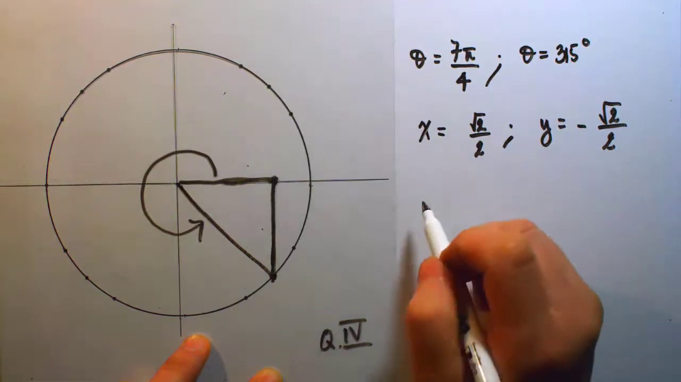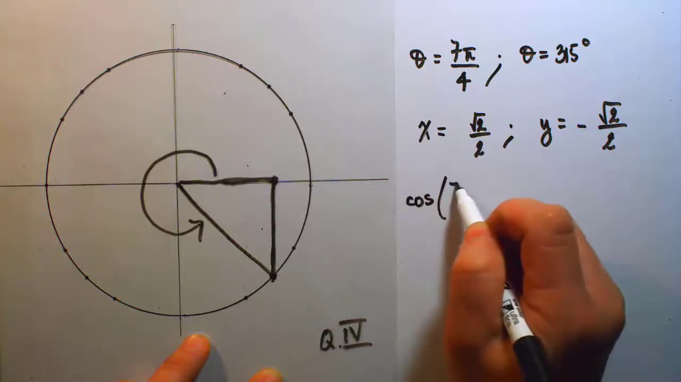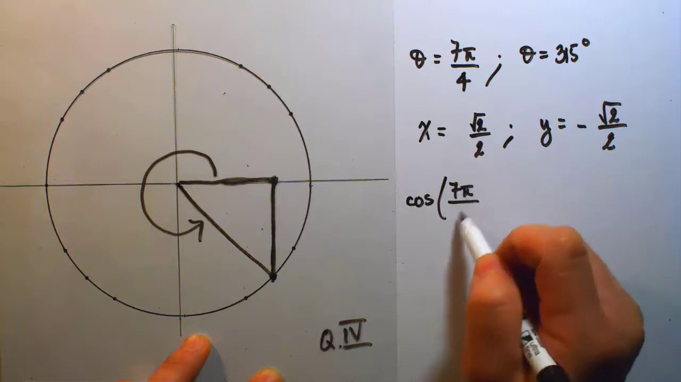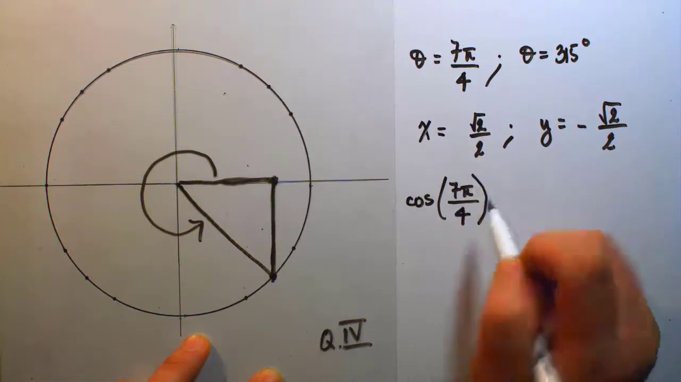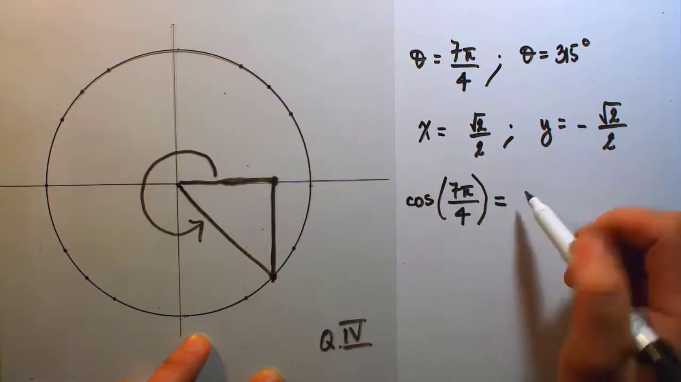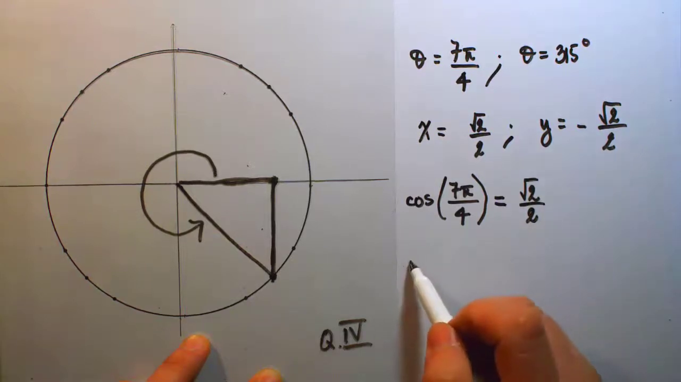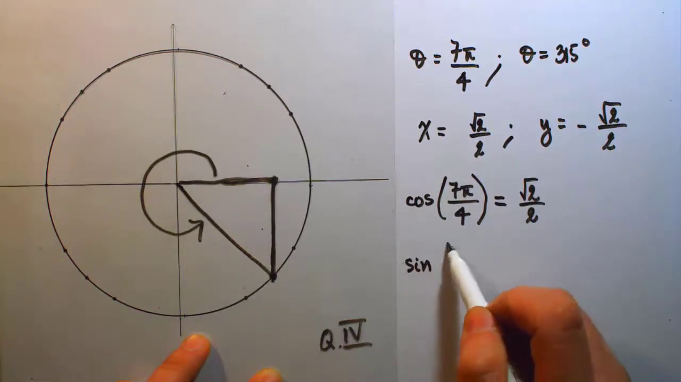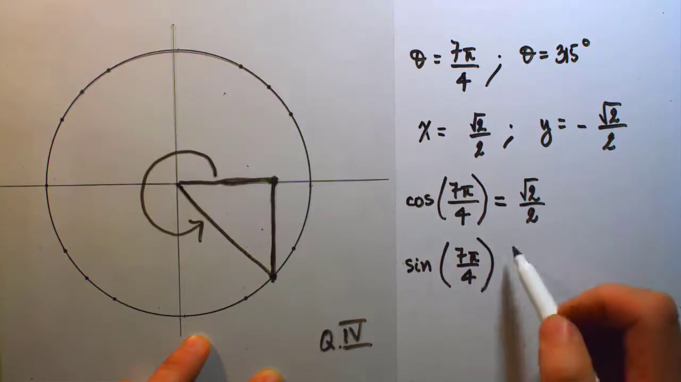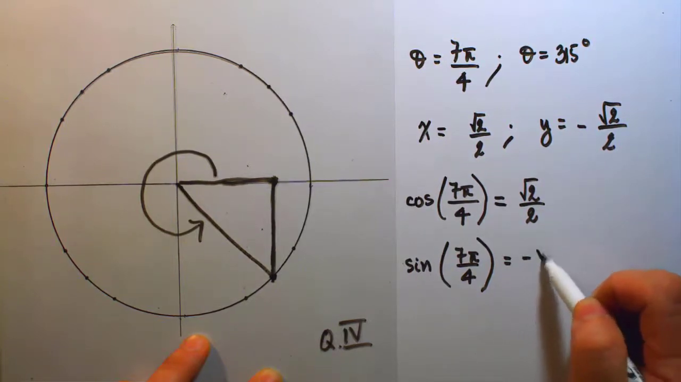And so now cosine of the angle 7 pi over 2, I'm sorry, I mean 7 pi over 4. Cosine of 7 pi over 4 equals positive square root 2 over 2, and sine value of 7 pi over 4 equals a negative square root 2 over 2.